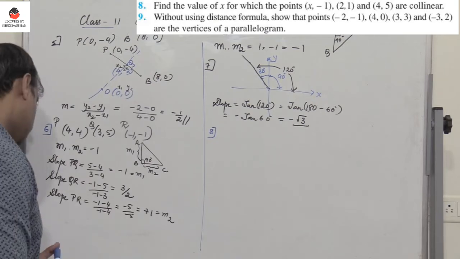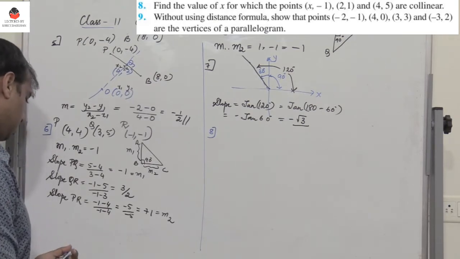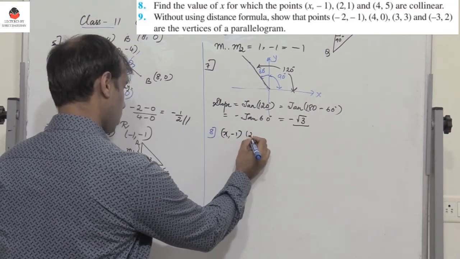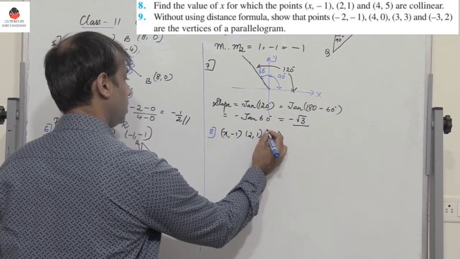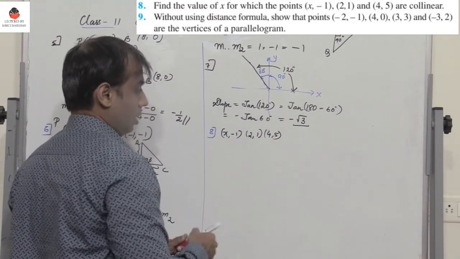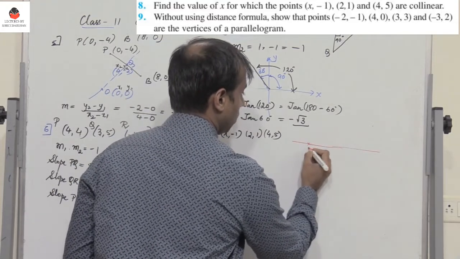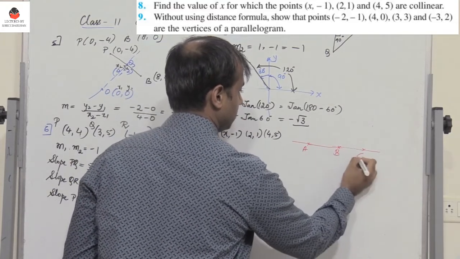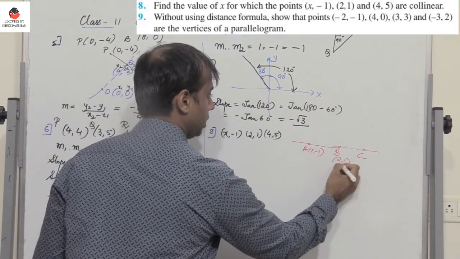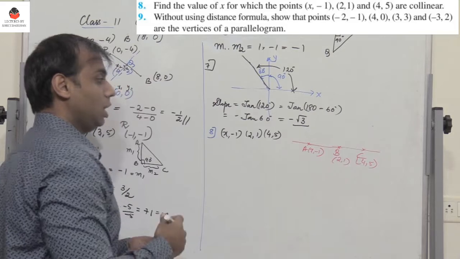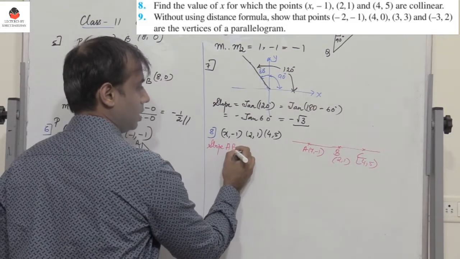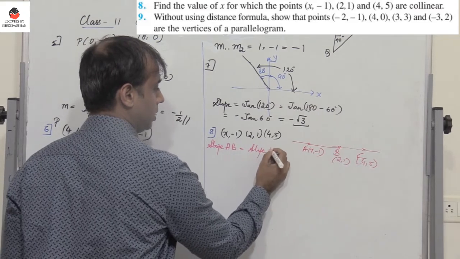Question 8. Find the value of x for which the points x comma minus 1, 2 comma 1, and 4 comma 5 are collinear. Now what do you mean by collinear? I have a line and we say that the points are collinear if all the points lie on the same line. So let them be A, B, C. Now if they are collinear, their slopes will be equal. So slope AB will definitely be equal to slope BC.